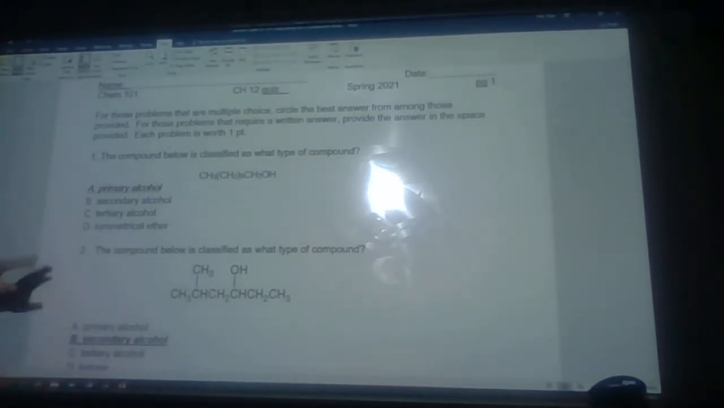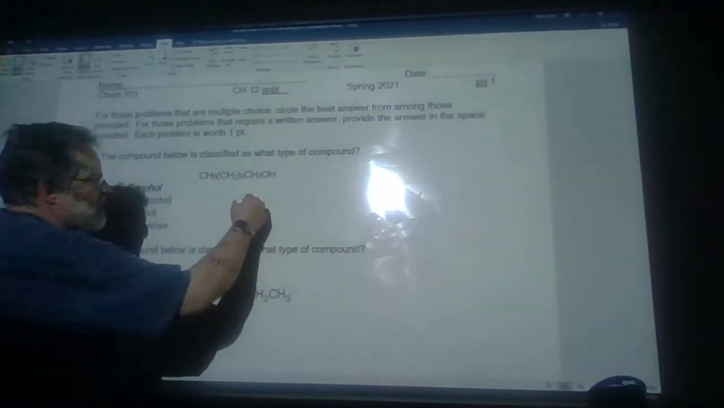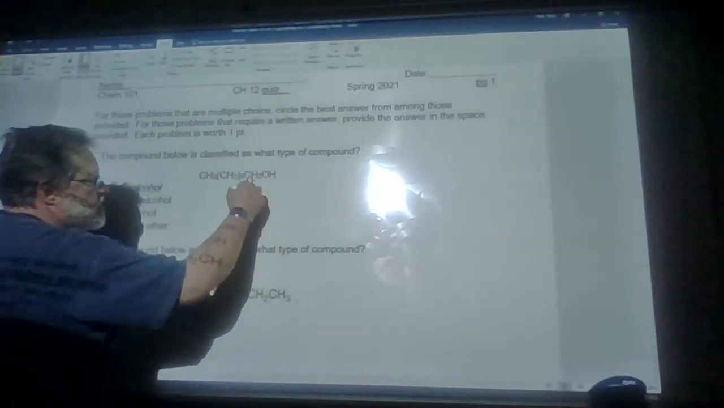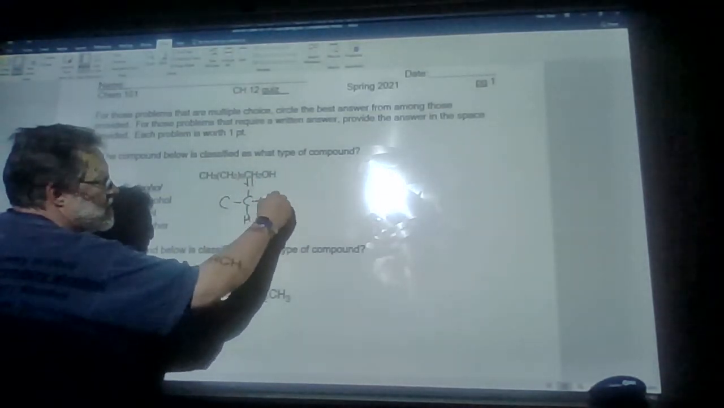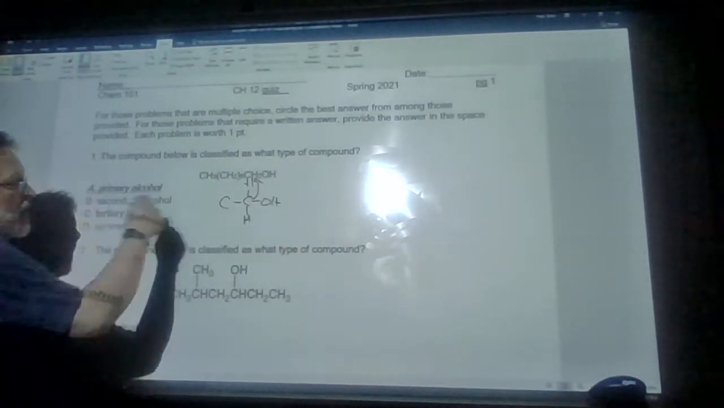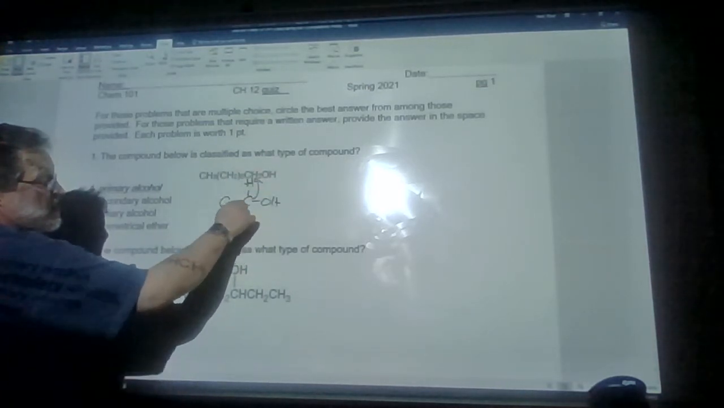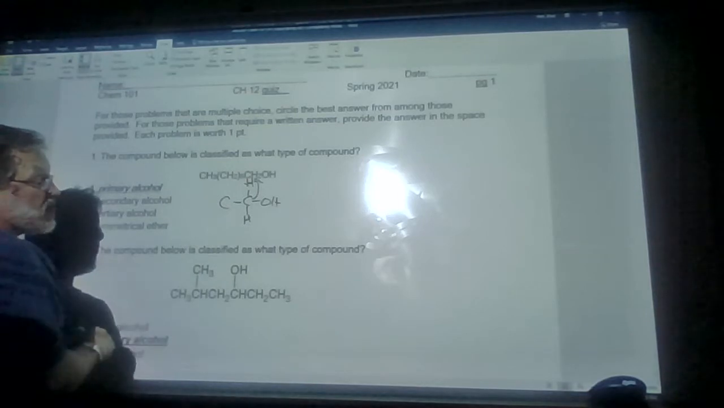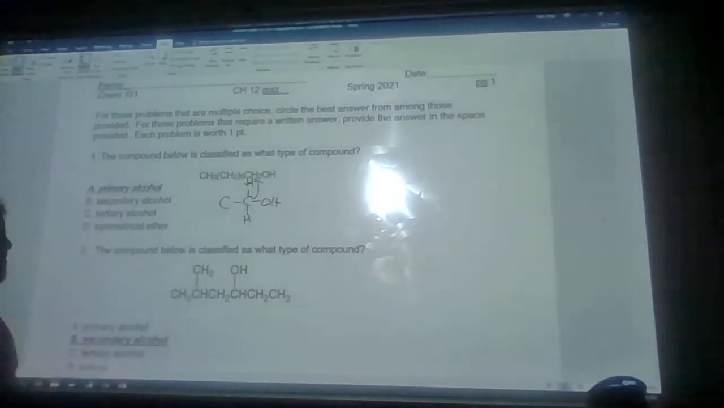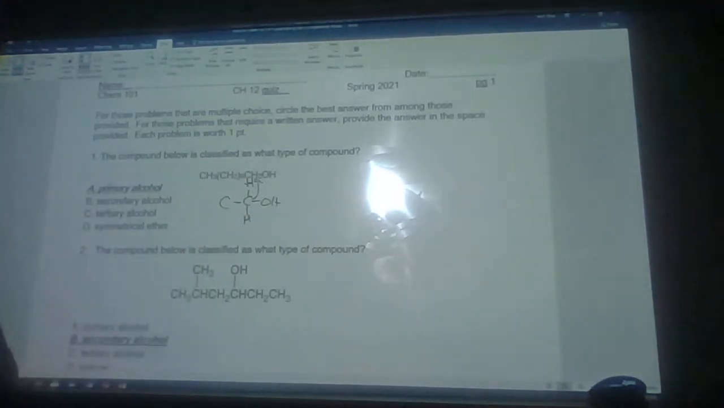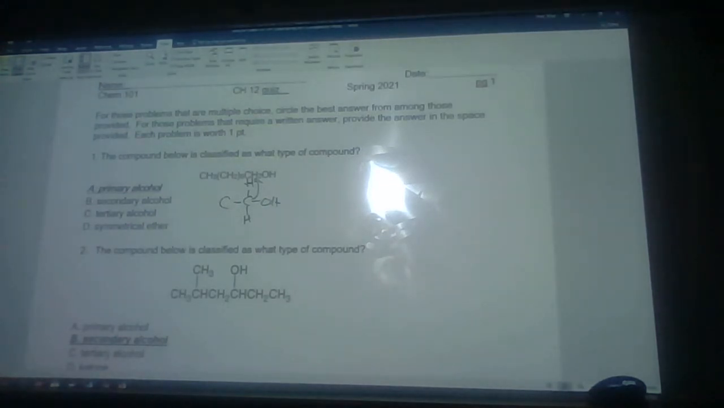Number one, the compound below is classified as what kind of compound? It is classified as a primary alcohol. This is that carbon. It is attached to two different hydrogens and other CH2 groups. Since there's only one carbon attached to the carbon that has the OH, it is considered a primary alcohol.